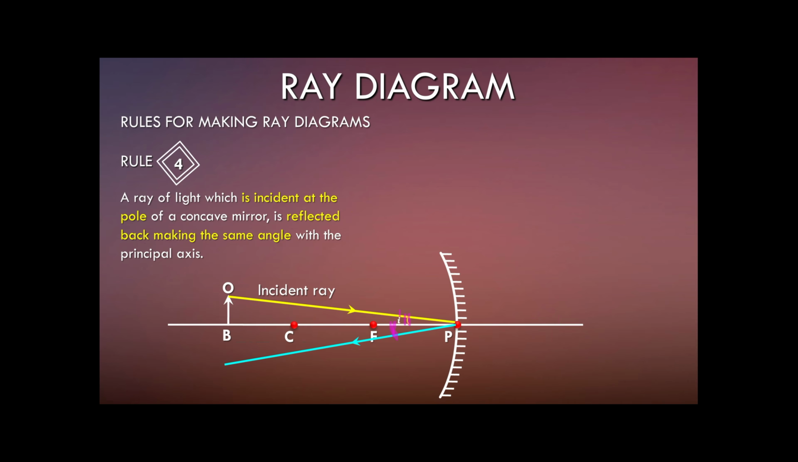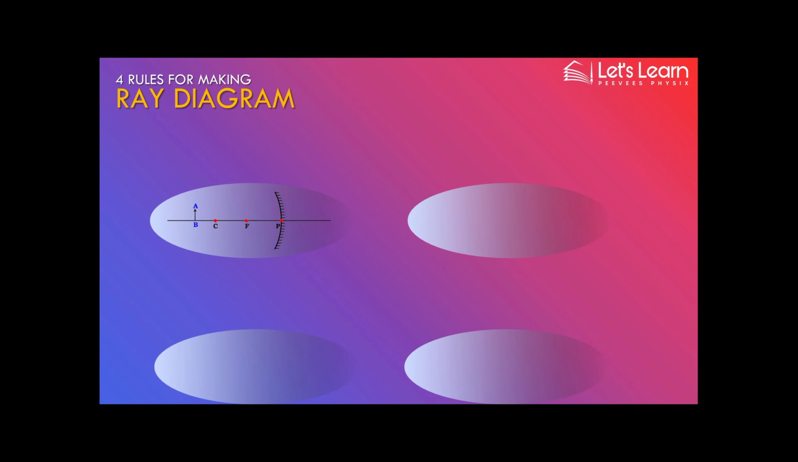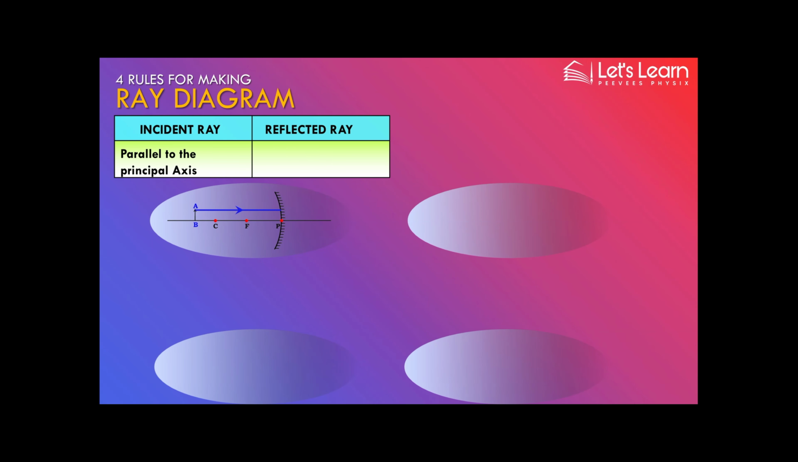We don't use all the 4 rules to draw the ray diagram. We just follow any 2 of the rules. So what I said, I repeat quickly. Rule number 1, incident ray is parallel. After reflection, it passes through the principal focus.